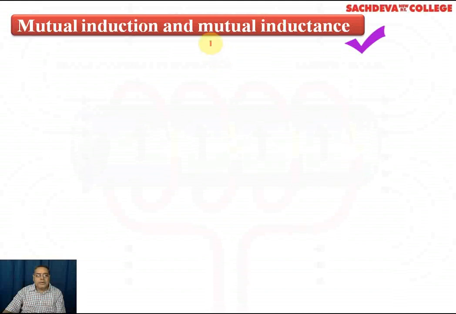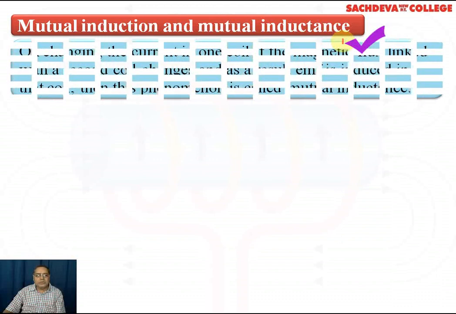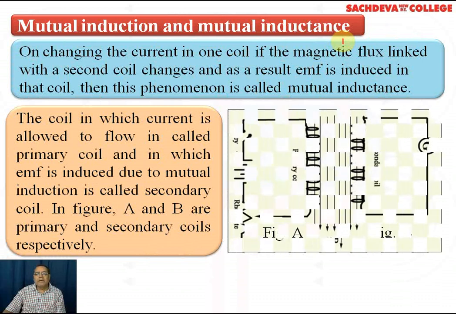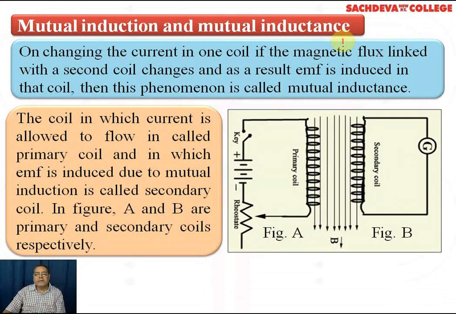Now, mutual induction and mutual inductance are two different things. Mutual induction is basically a concept, whereas mutual inductance is a constant of that circuit in which the induced EMF is induced. Now, in mutual induction, we have to consider two basic circuits. One is the primary circuit and the other is the secondary one.